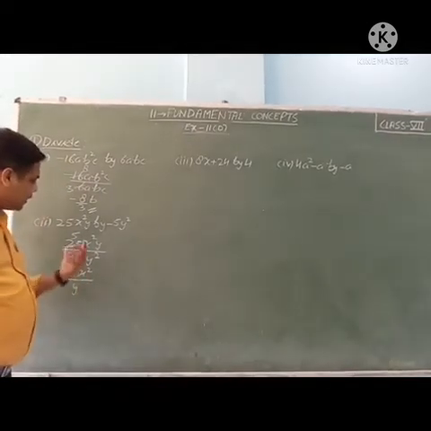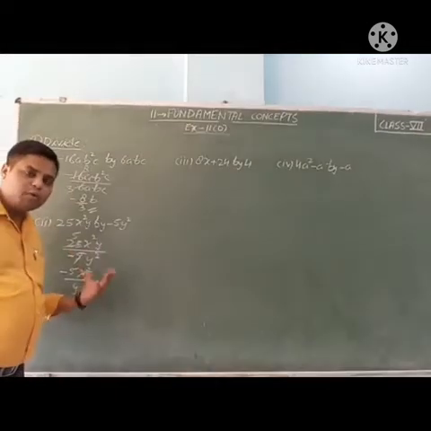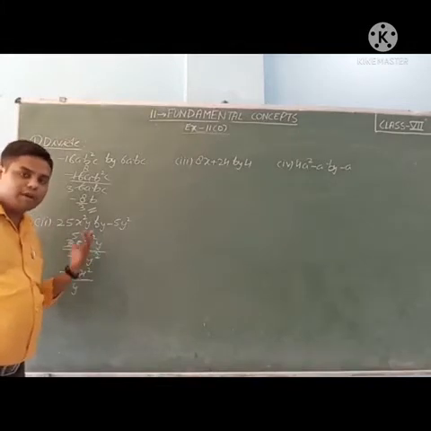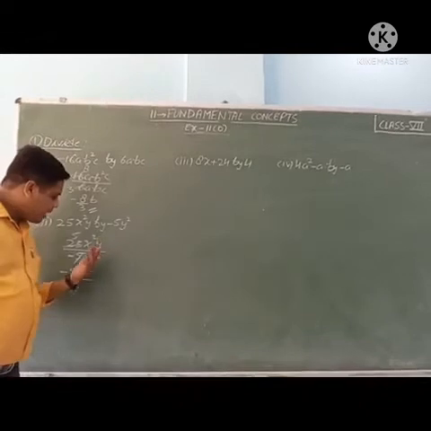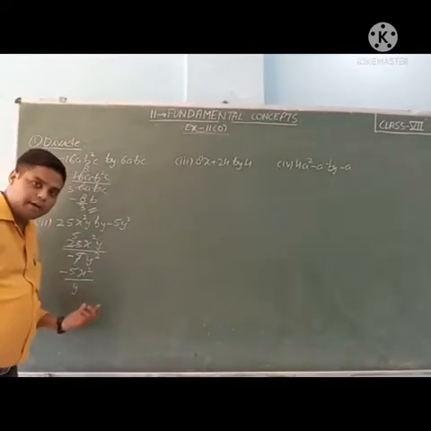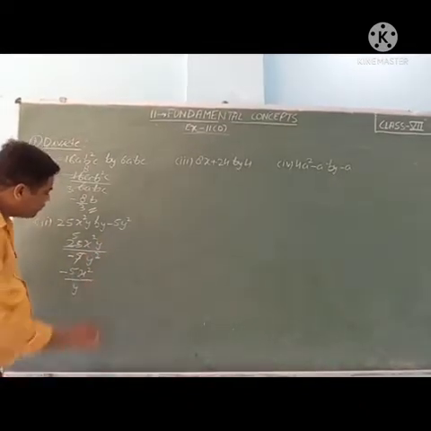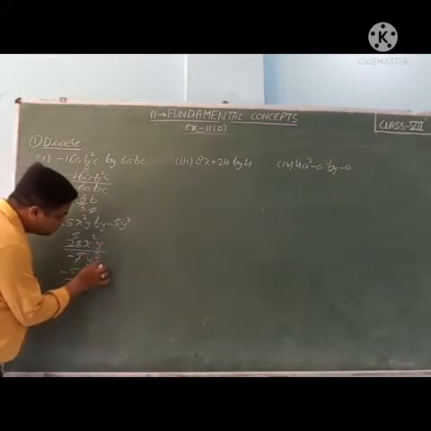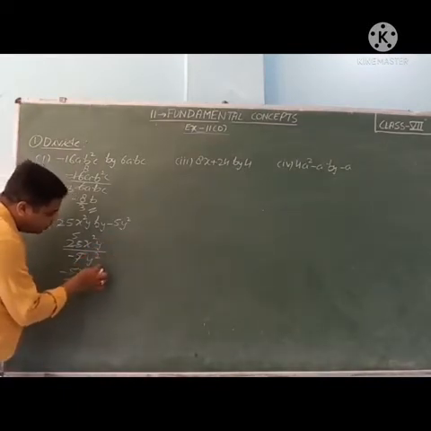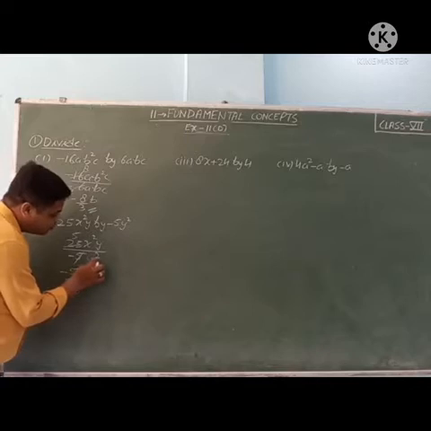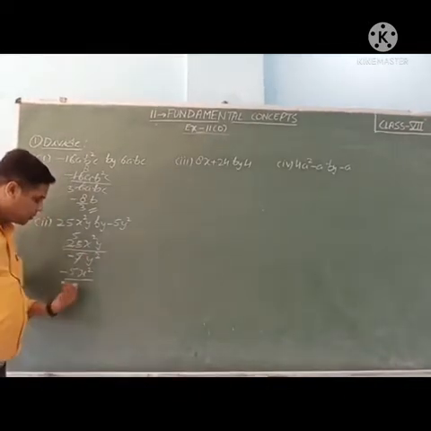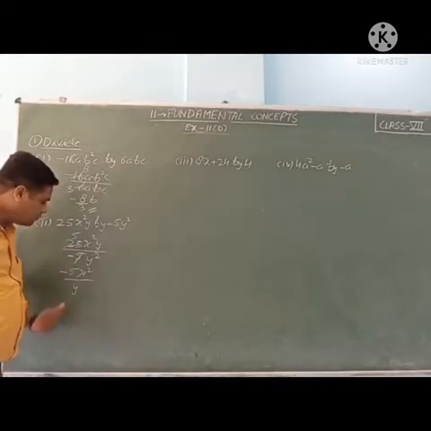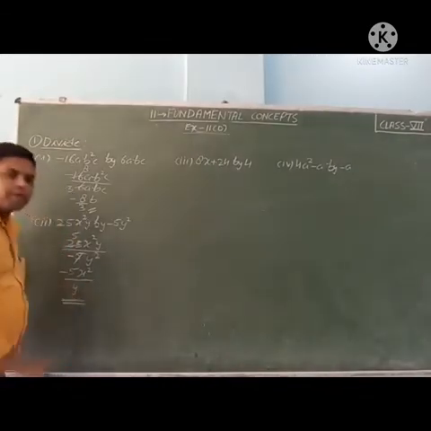Listen again. If the denominator's power is more than the numerator's power of the same variable, we will subtract those powers after taking in the denominator. As you can see, here power 1, here power 2. So this one power will come in the denominator. So y raised to power 2 minus 1, it means y raised to power 1. It means in the denominator only y. So the answer is minus 5x² upon y.